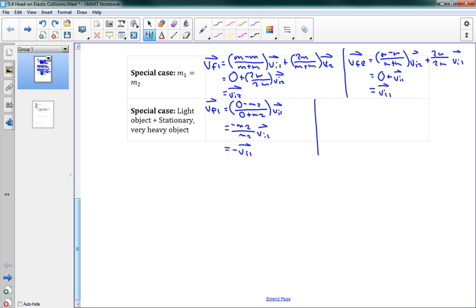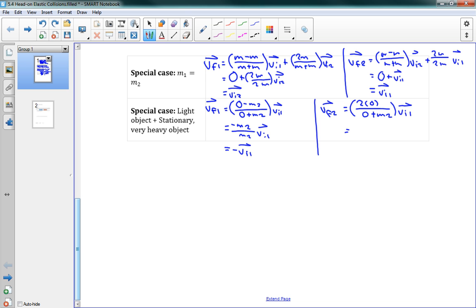And let's see what happens to vf2. vf2 is equal to, well, remember our simplified equation here, it was 2m1, so 2 times 0, we're saying m1 has 0 mass, over m1 plus m2, so 0 plus m2, times vi1. Remember, we were using this simplified equation where vi2 is 0. The second object isn't moving.